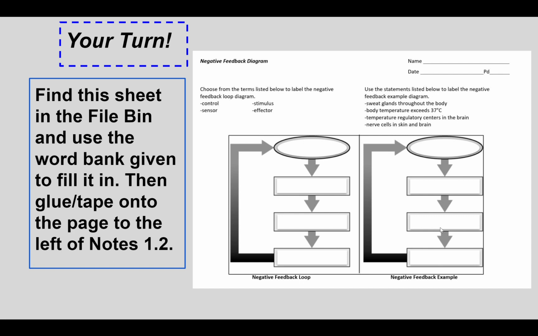So get this sheet out and use your book and notes to fill in these sheets in the word bank. As always, if you show me your attempt, you can then look at my book to see the answers to make sure you have the correct information. Go ahead and tape it to the top of the page. Leave some space on the bottom half of that page to the left of the 1.2 notes. We're going to be doing some things in there on debrief day.